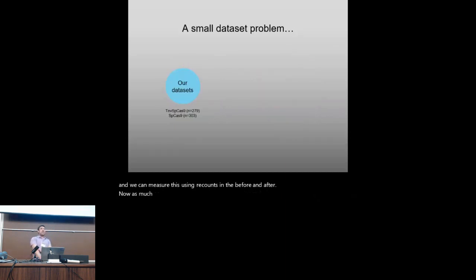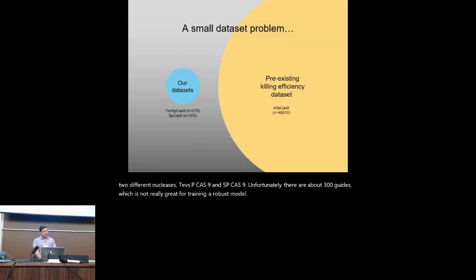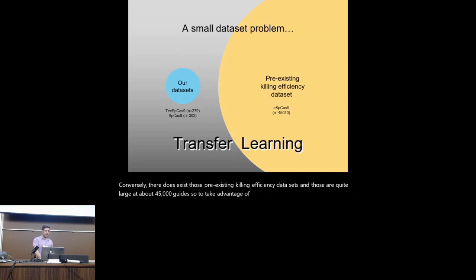Now, as much as this is great, and we believe our data set to be nice and perfect, it's unfortunately pretty small. We have 2 different versions, the same guides, but just 2 different nucleases, TEV-SP-Cas9 and SP-Cas9. Unfortunately, there are about 300 guides, which is not really great for training a robust model. Conversely, there does exist those pre-existing killing efficiency data sets, and those are quite large at about 45,000 guides. So to take advantage of this, we've used the concept of transfer learning.